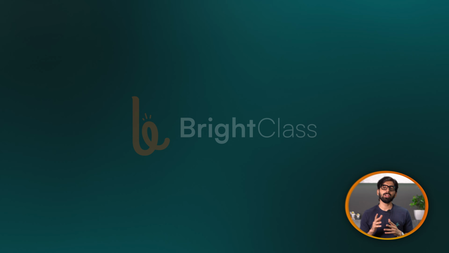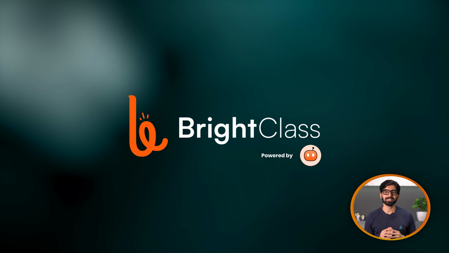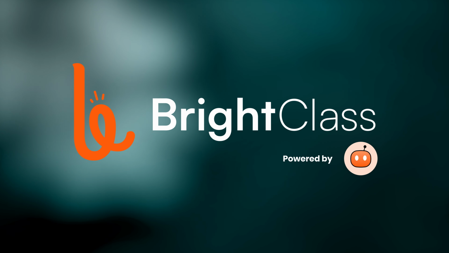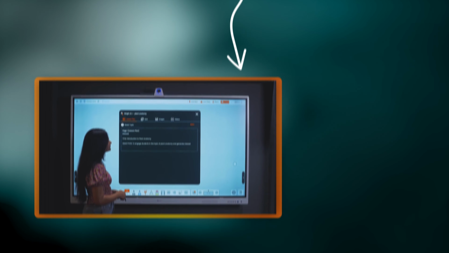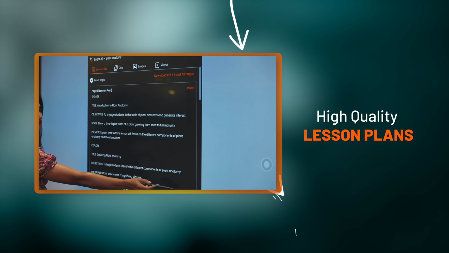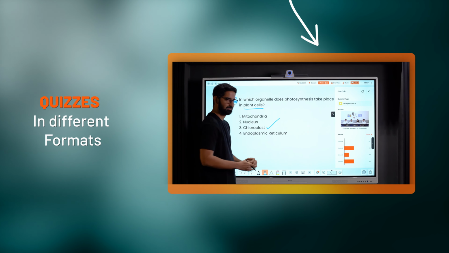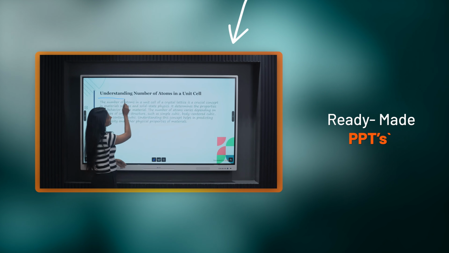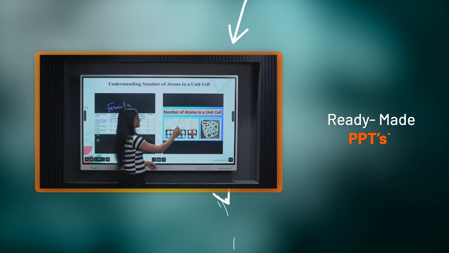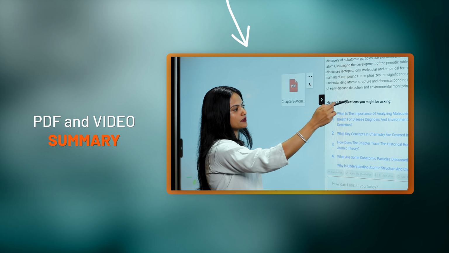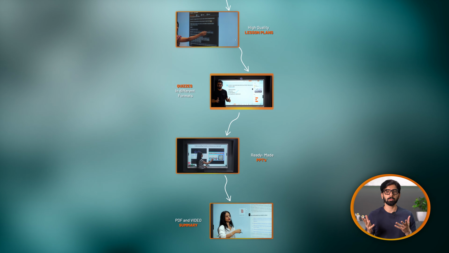Alright, let me introduce you to this all-in-one AI teaching tool, Brightclass. With Brightclass, you can quickly pull together high-quality lesson plans for any grade level, quizzes in various formats, ready-made PPTs that match your lesson plans, PDF and video summaries in just seconds, and so much more. All these features are designed to take your teaching to the next level while cutting down on prep time. It's like having a personal teaching assistant right there with you.